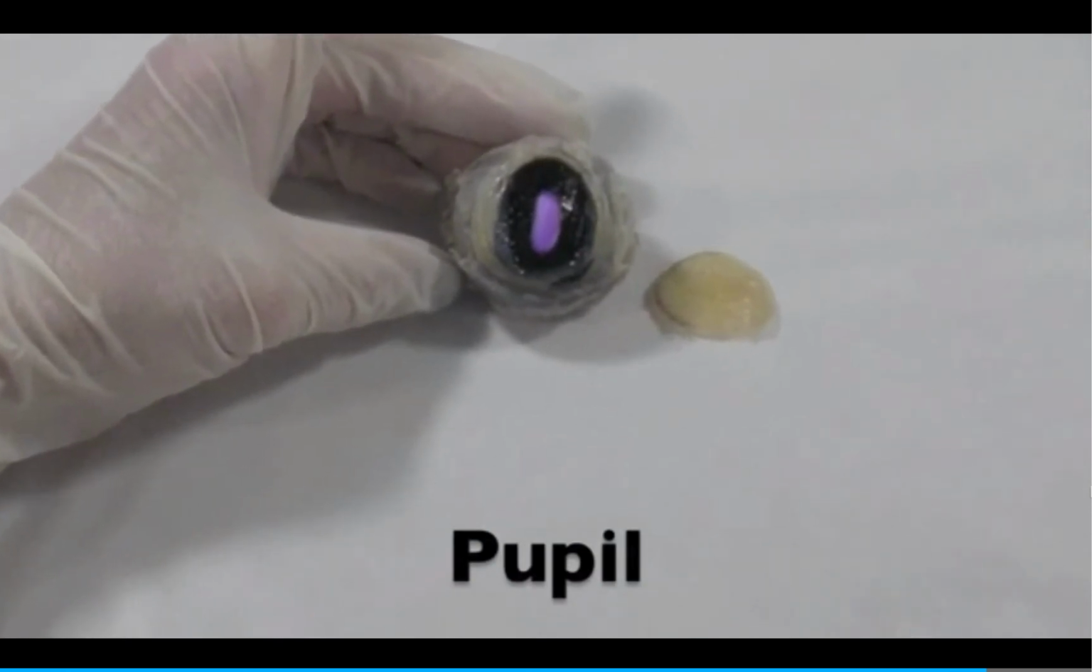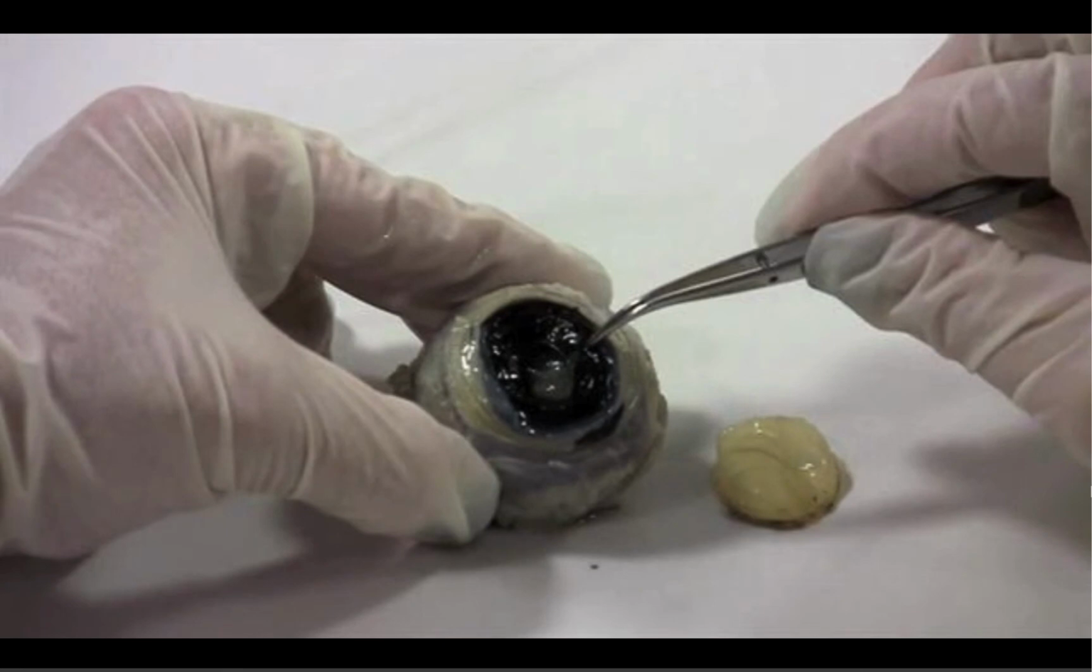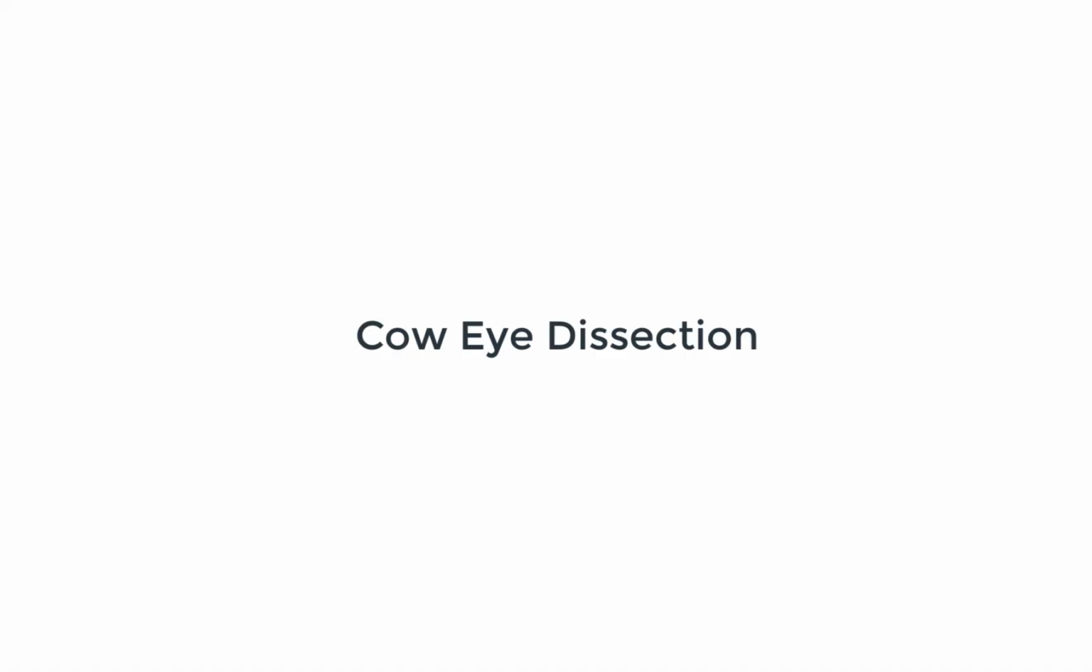The pupil leads into the posterior chamber, which is the space behind the iris, between the iris and the lens. This ends the cow eye dissection video.